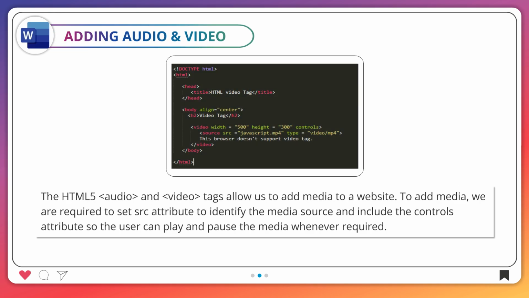Adding audio and video. The HTML5 audio and video tags allow us to add media to a website. To add media, we are required to set the SRC attribute to identify the media source and include the controls attribute so that the user can play and pause the media whenever required.